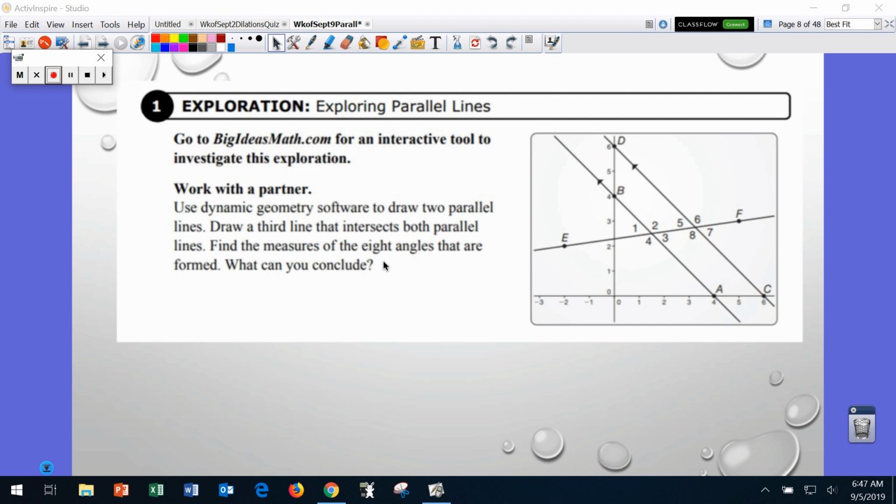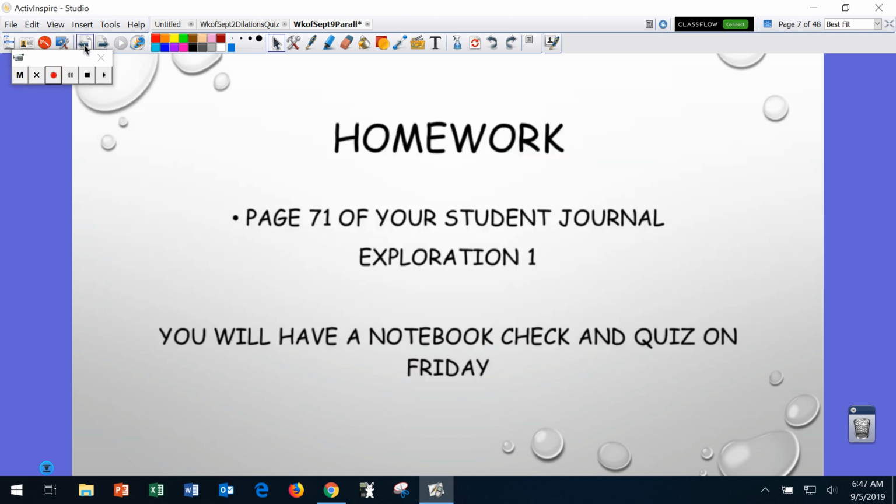Alright guys, so your homework for tonight is to go to page 71 of your student journal. We're going to do Exploration 1, and all of these problems come out of the Big Ideas Math book. I'm just showing you how to work them out.